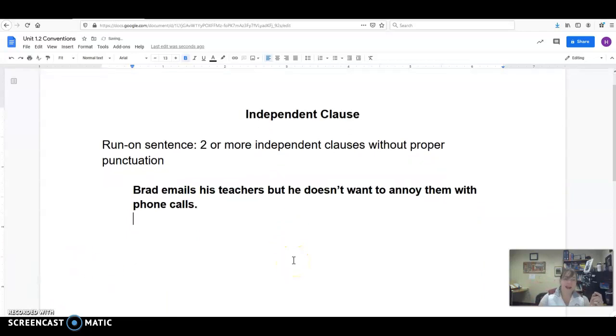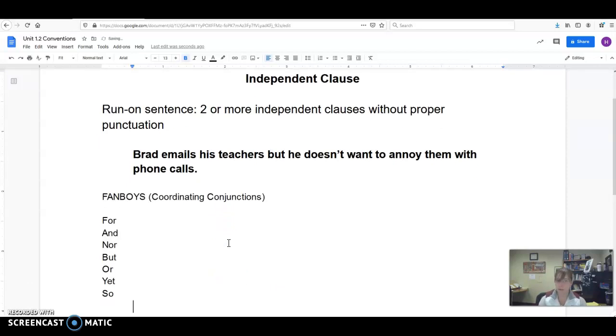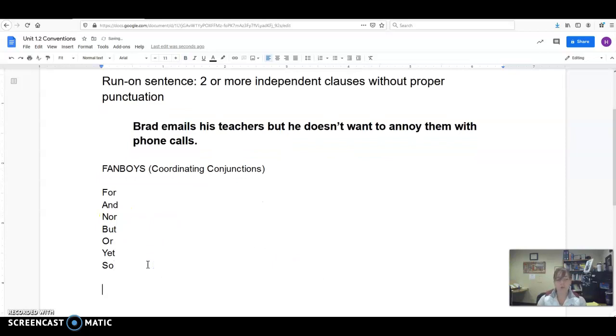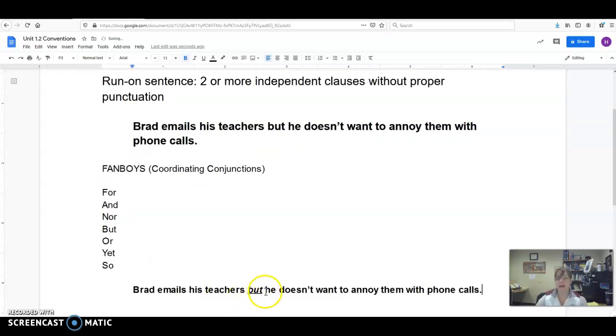The easiest way to fix a run-on sentence is to insert what's called grammatically a coordinating conjunction, which is a fancy term for something you may know from high school as a fanboy. Okay, the coordinating conjunctions are these 7 folks right here: for, and, nor, but, or, yet, and so. If we look again at our sentence, we'll note that we actually already have one of these fellows hiding in here, this but.